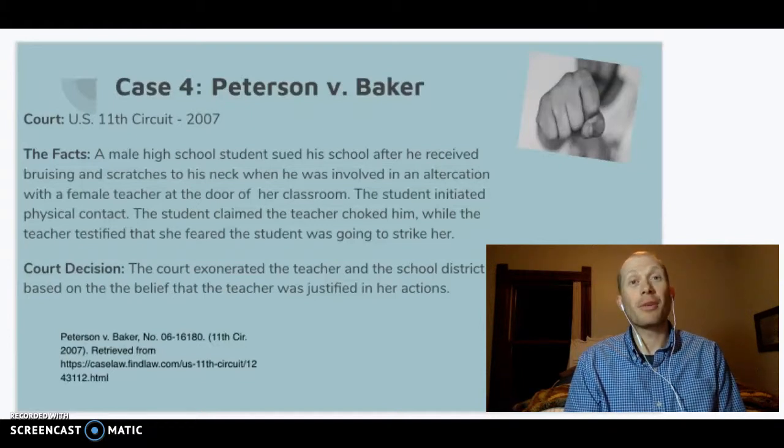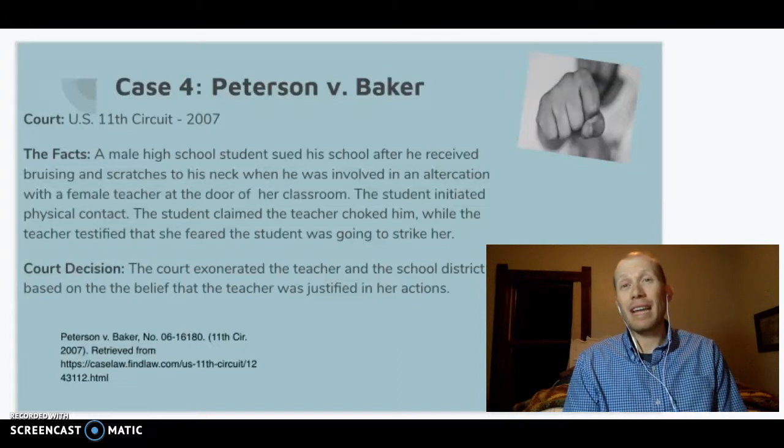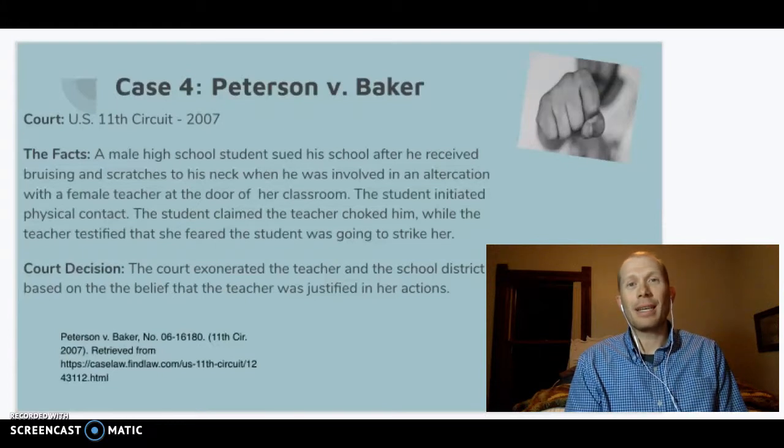Now, proactive measures that we can take include educating staff on the actions that they can and cannot take in scenarios such as this one. The teacher's behavior in this case does apply to professional ethics, because as a teacher, she had the right and the duty to control her classroom. She also had a right to protect herself from harm, and the court ruled so.